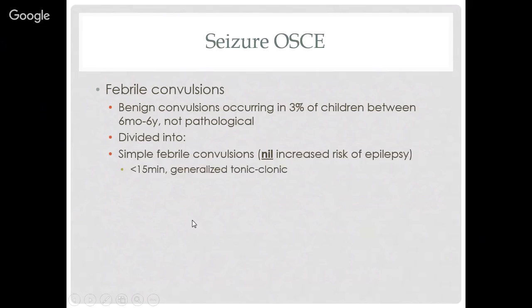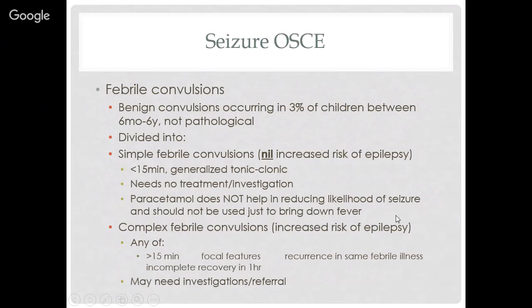So yeah, that's basically the gist of it. So less than 15 minutes is the cutoff for a simple febrile convulsion, and a simple one is always a generalized tonic-clonic, and it doesn't need anything. Panadol doesn't help in reducing the likelihood of a seizure, and it's not to be used just to bring down the fever. Why do we need to know that?